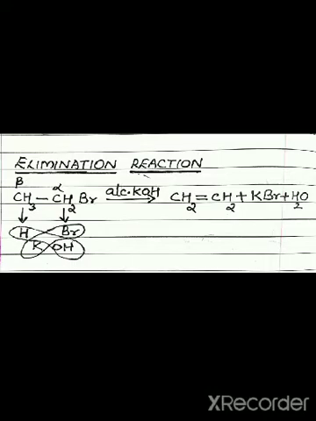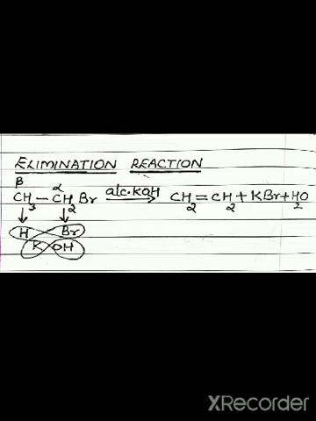Why is it known as dehydrohalogenation reaction? It is because removal of hydrogen and halogen takes place. Why is it known as beta elimination? To understand this, you should know what is meant by alpha carbon and beta carbon, or alpha hydrogen and beta hydrogen. See the example given.